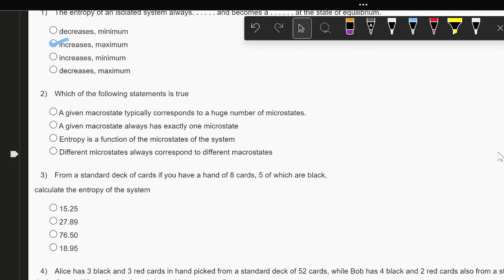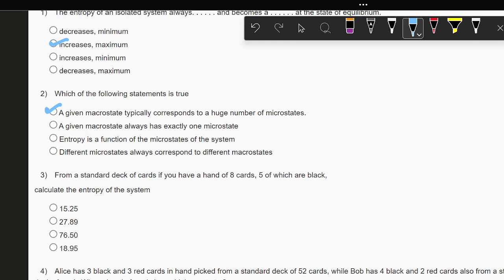Yeah. So a given macrostate typically corresponds to a huge number of microstates. That is option number 1. Without going to the further options, I can tell you that this is our correct answer, and why, I will tell you as we go on to the further options. So basically I was telling you earlier about the concept of macrostate and microstate, which I am sure you have learned from the lecture also.